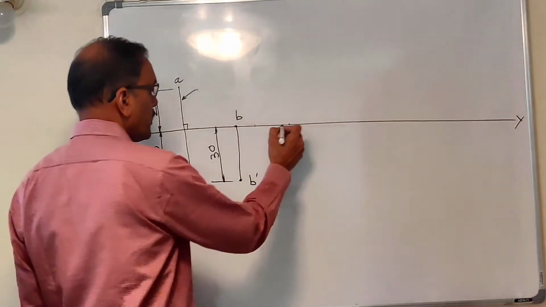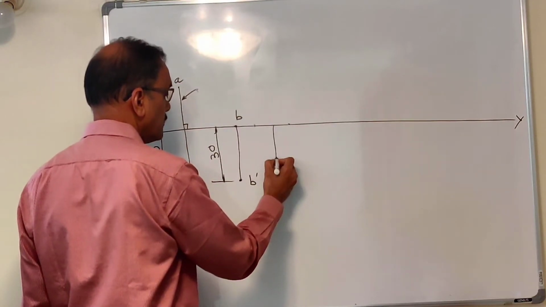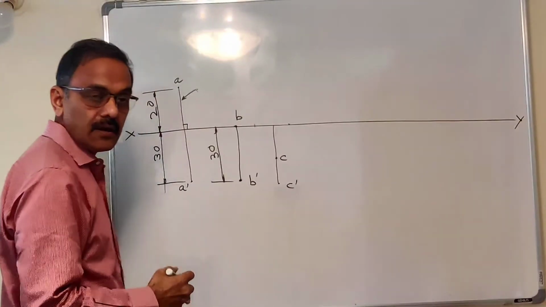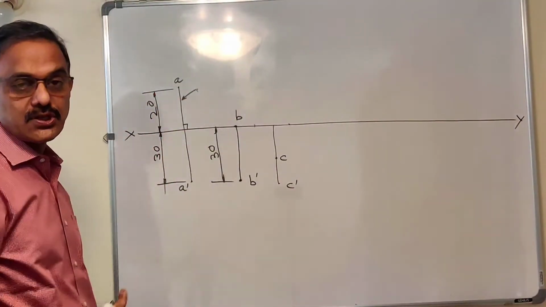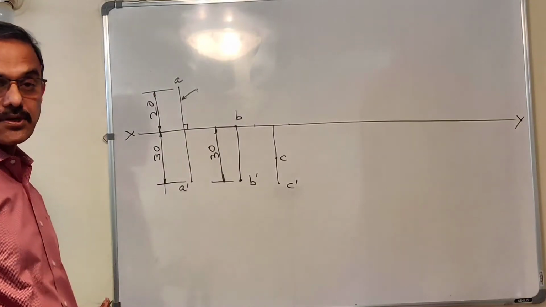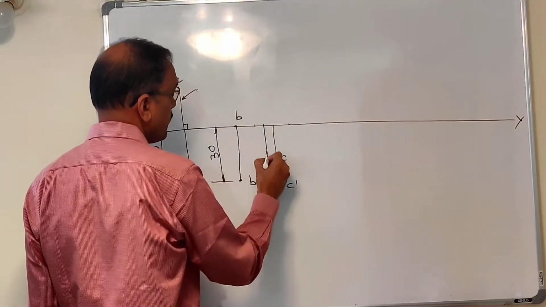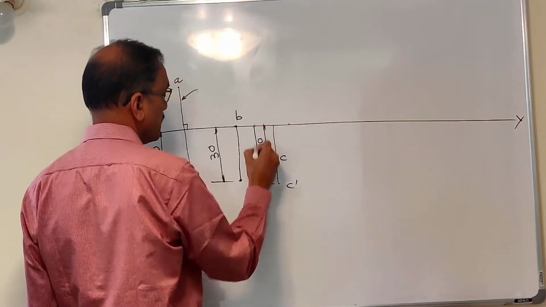Let us take another point. Let us say C. I can change the point like anything, whatever I want, but I must draw them on the same projector. Both the top and front views should be represented on the same projector. Let us say this distance is 10 mm and this is 30.